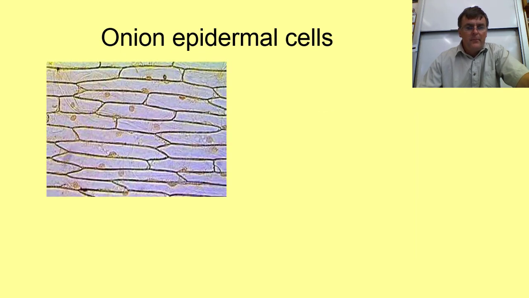Onion cells. Probably you'll make an onion cell slide on a microscope. You can see in here is the nucleus, and you can see these look like bricks have been laid in the wall. That's the cell wall, and the membrane will be right on the inside layer of that. It's so hard up against it you can't tell where it is.